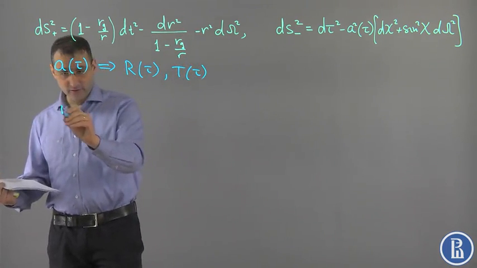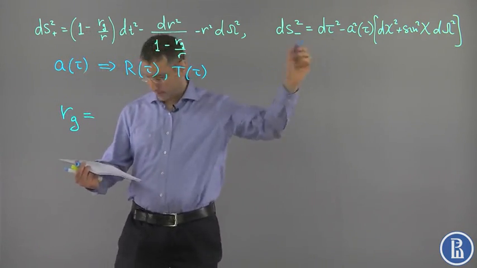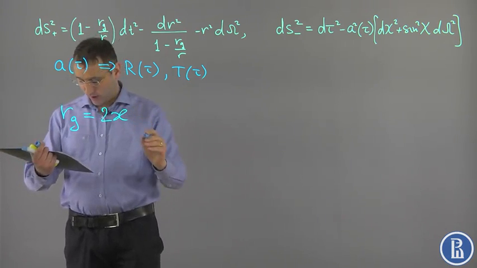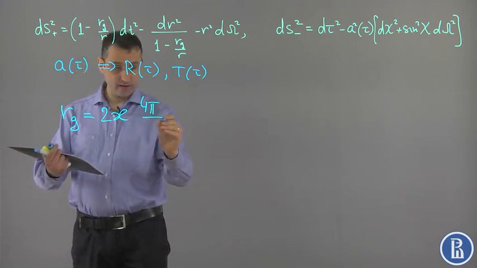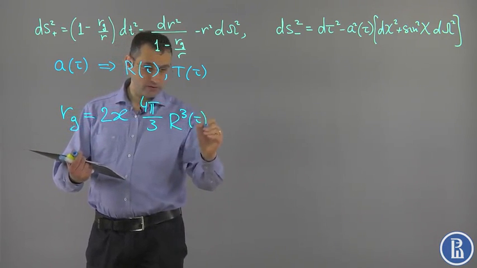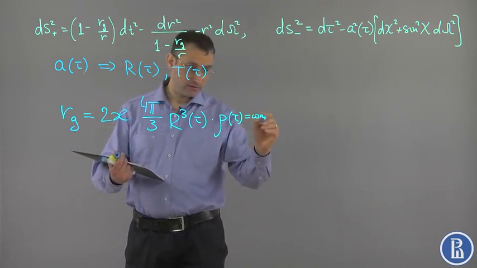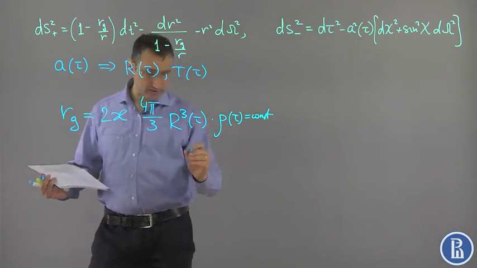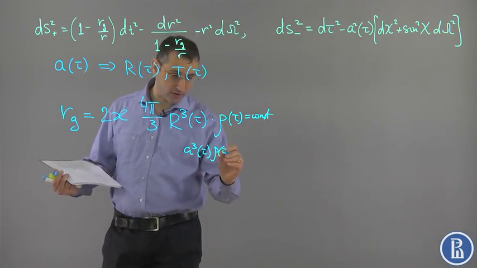The result of that gluing just leads to the fact that Rg, this Rg standing here, is related to that what is standing there as follows: Rg equals 2 kappa times 4 pi over 3 r cube of tau times rho of tau, which is constant. Why this is constant is because we have obtained that a cube of tau times rho of tau is constant.